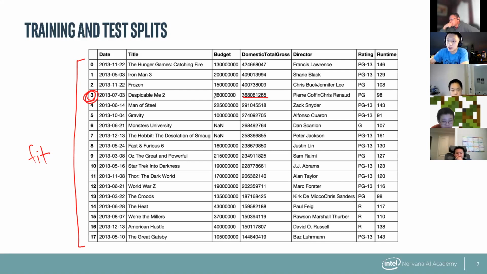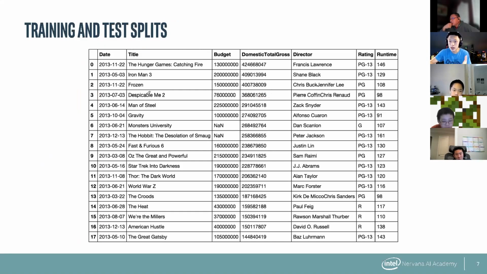And this is bad because if you ask the model, given these features, what the domestic total gross is, it'll probably give you something pretty close to the correct answer because you literally showed it the answer beforehand. And this is bad. So this is where the test split comes in.